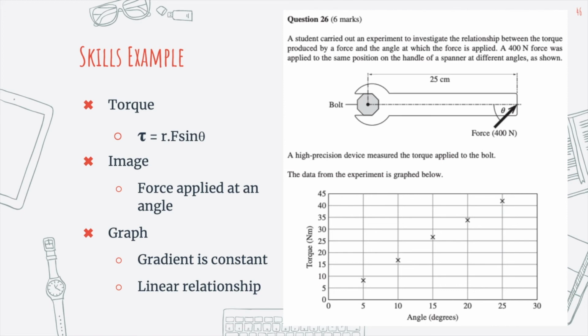So, straight away, I can see that this is going to be a question about torque. And the first thing I think about with torque is the formula for torque. Now, I can also have a look at the image itself and see that the force is being applied at an angle with respect to the radius and the wrench there. And the graph itself is showing that the gradient is constant.